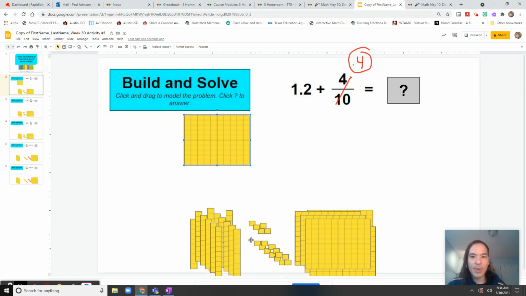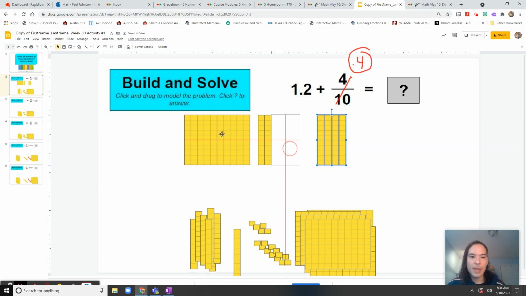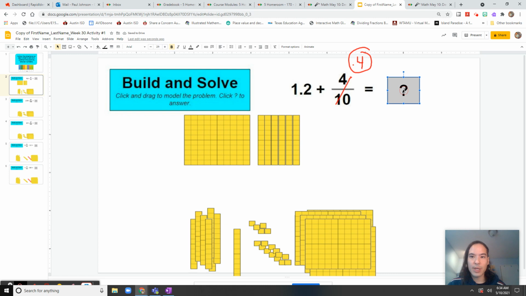So let's go ahead and make 1 and 2 tenths. This is kind of like our activity from the other day. We're going to add 1 and 2 tenths, and then add 4 more tenths. If I count this all together, I can just squish my tenths together. Now I have 1 whole and 1, 2, 3, 4, 5, 6 tenths. So what I'm looking at is 1 and 6 tenths.